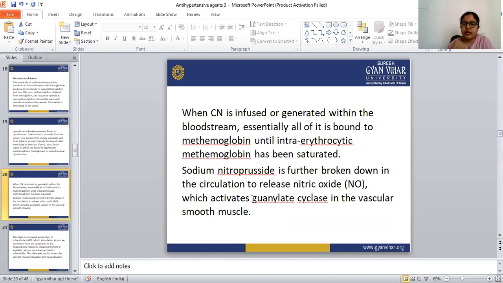Sodium nitroprusside is further broken down in the circulation to release nitric oxide, that is NO, and the release of the nitric oxide activates the guanylate cyclase in the vascular smooth muscle.